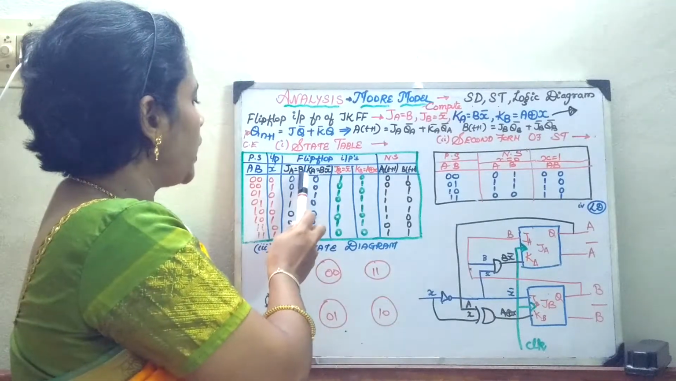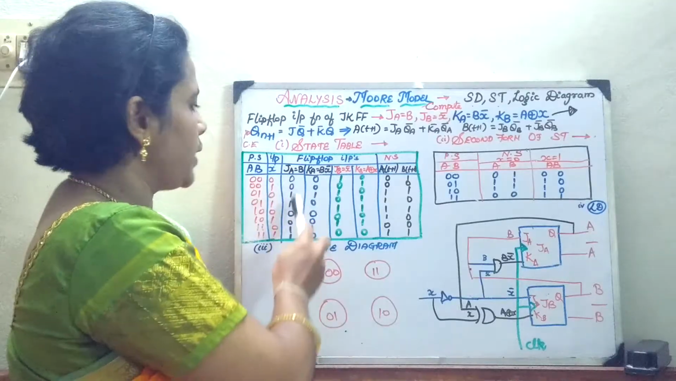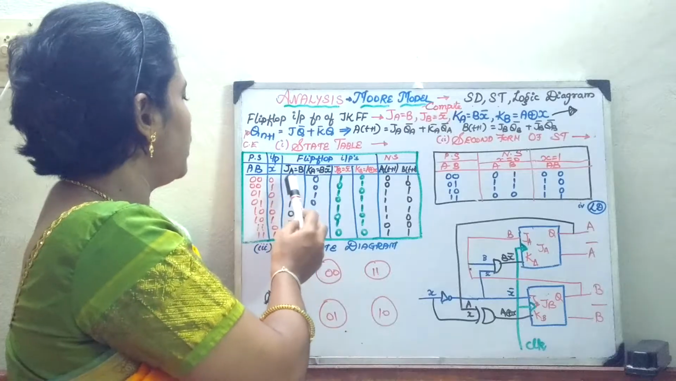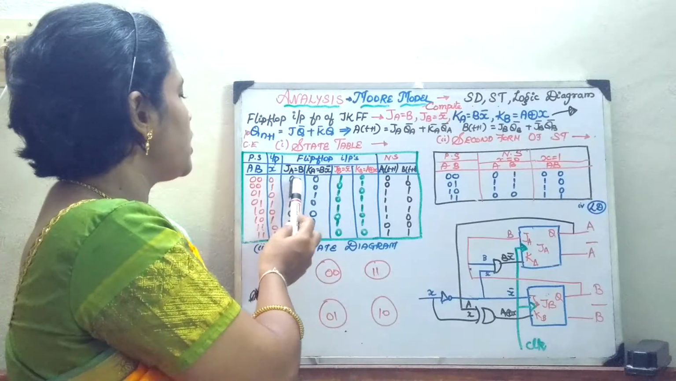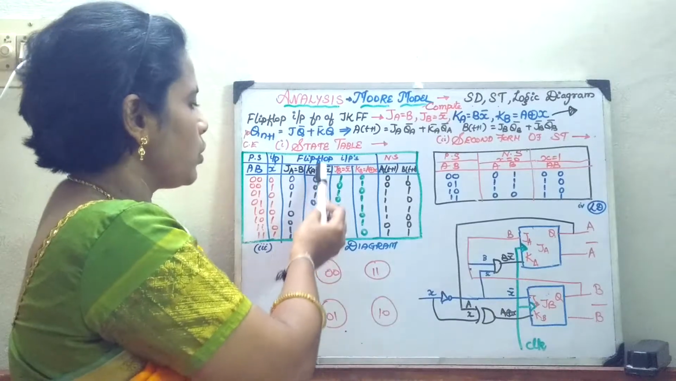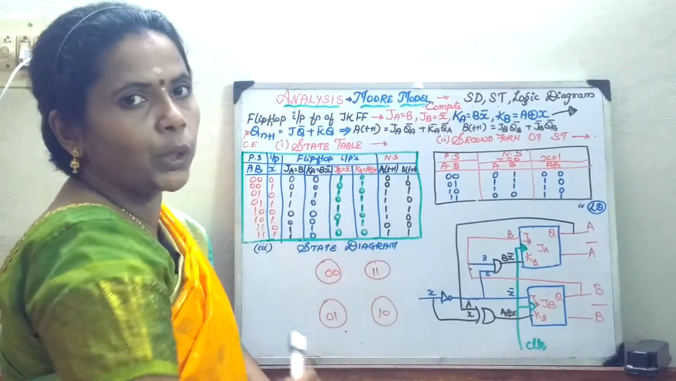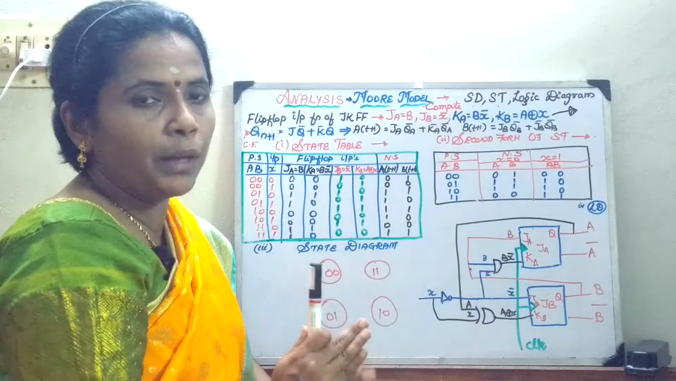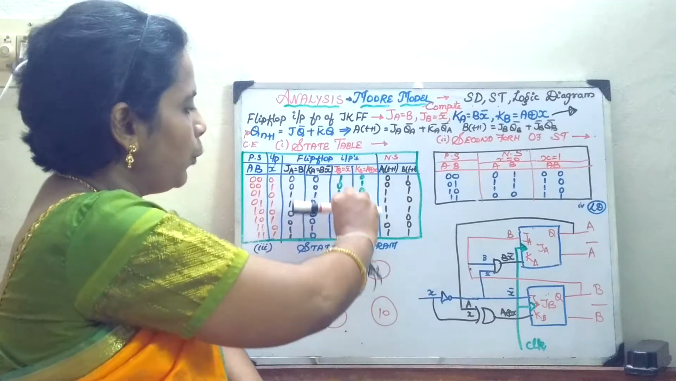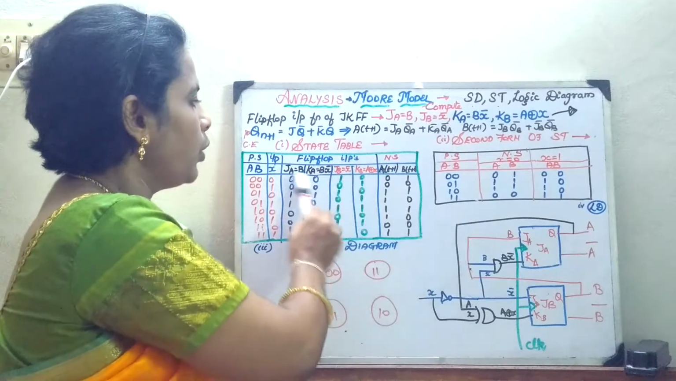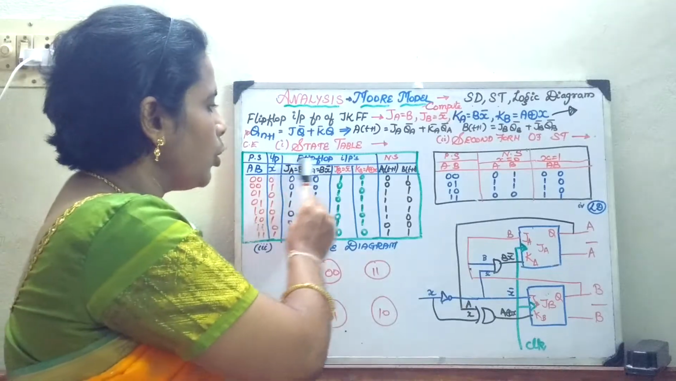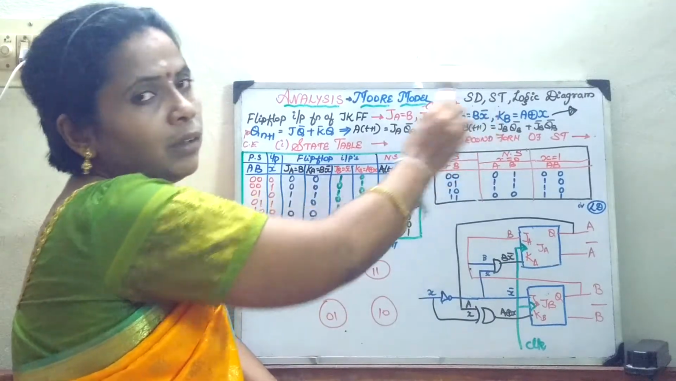What is your JA? JA is B, so you can just copy and paste it here. Next, KA is equal to B into X bar. What is B? B is this value into X bar. X bar means, suppose for this value it is 0, here it will be 1; 1 into 0 is 0. So just the logical functions you can fill it up. The flip-flop input functions you can fill as per your given equations. The input data is done, where you fill your flip-flop inputs. In this case alone you will be filling because the expression has been given.